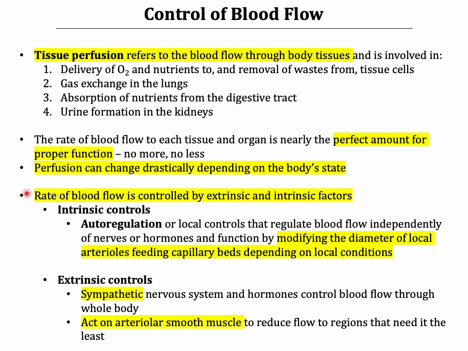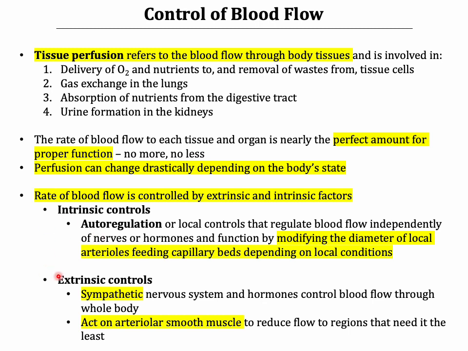And the rate of blood flow to each of those tissues and organs is nearly the perfect amount for proper function. No more, no less. So blood is not wasted on cells and tissues that don't really need it. There are different controls or different mechanisms that regulate blood flow and regulate perfusion. We have intrinsic controls and we have extrinsic. We'll talk more about that.